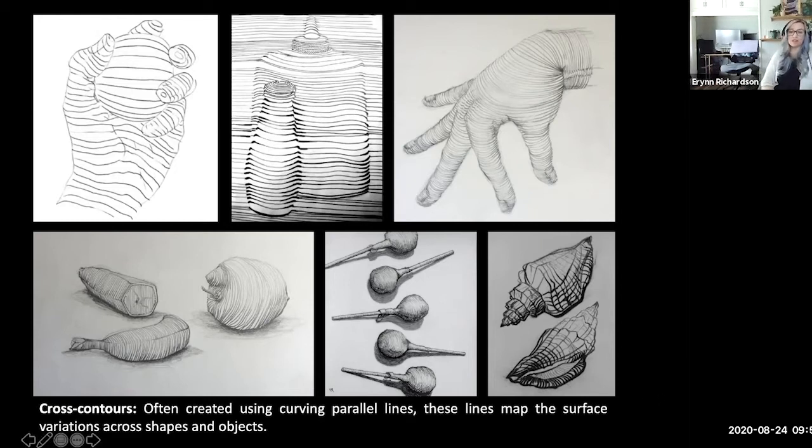So cross contour lines, they're parallel. They can go in one or multiple directions. So they can just be parallel lines or like a grid. So think of a globe, the latitude and longitude. Those are examples of cross contour lines.